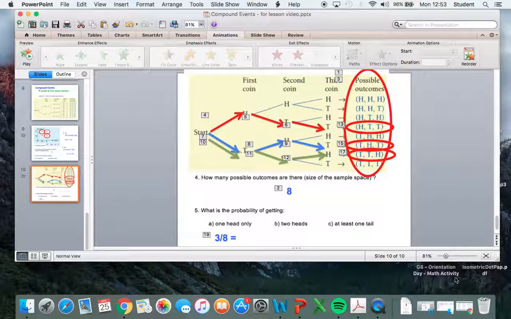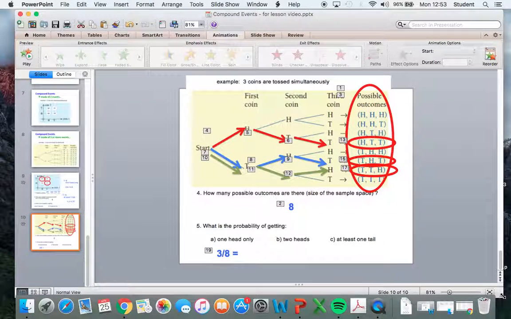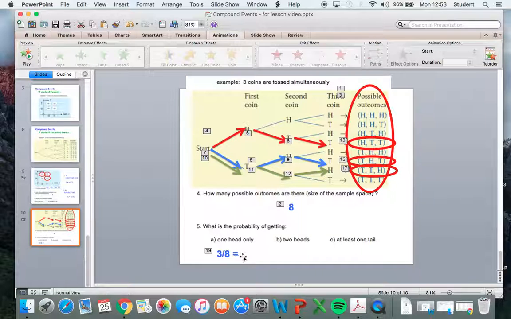You can see it here. 3 of the 8 give you 1 head only. Convert that to a decimal for probability. Then find B and C as well.